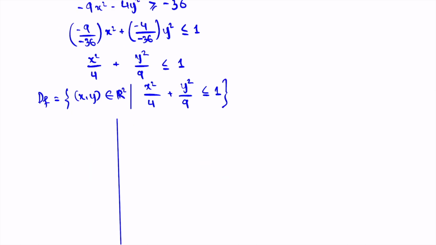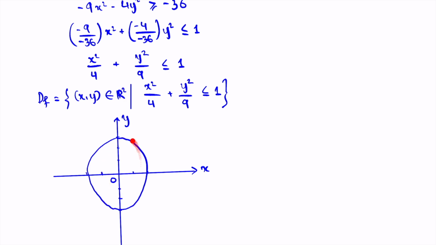Again, visualize this domain. We're going to see an ellipse. This is x, this is y, this is the origin. So the ellipse is going to be where the smaller side is along the x-axis and the longer side is going to be along the y-axis. So you need 2 on the shorter side and 3 on the longer side. So technically this is an ellipse. And the domain of the function consists of all the points inside this ellipse, including the boundaries.